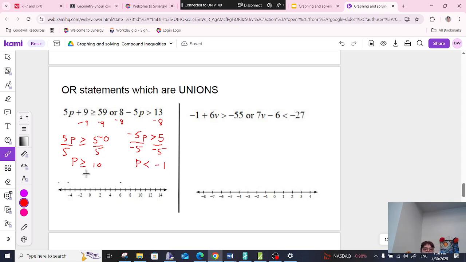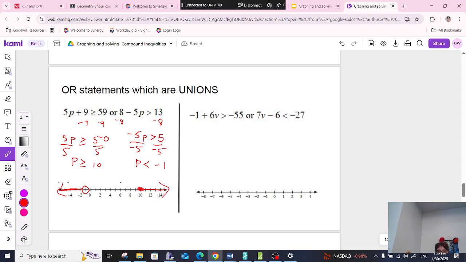So this is going to be, and this is unions. So unions mean it doesn't have to overlap, right? As long as it's true for one, I'm good. So greater than or equal to 10, but less than -1. So that would be the graph for that one.